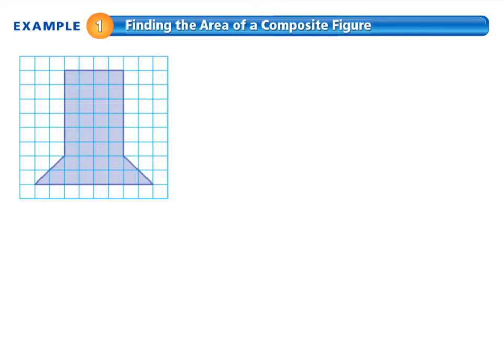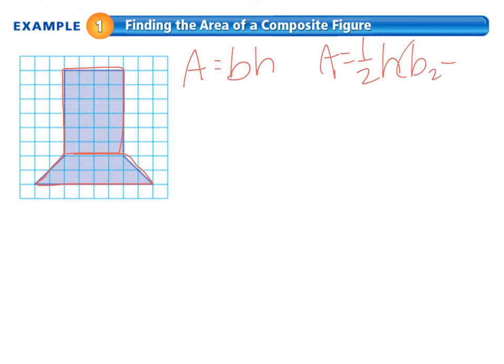In example 1, you're not given any dimensions on the sides. The first thing we need to do is isolate the two shapes that we have. I can see a parallelogram or a rectangle, and I can see a trapezoid. So first I'm going to write the two formulas that I need to use. On the left I have my parallelogram, and on the right I have my trapezoid.